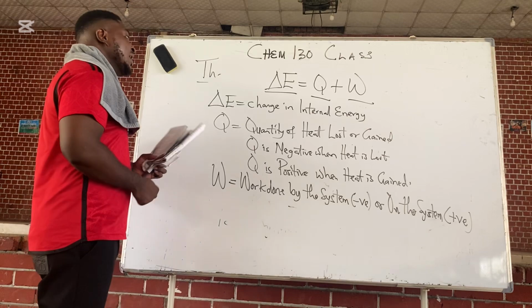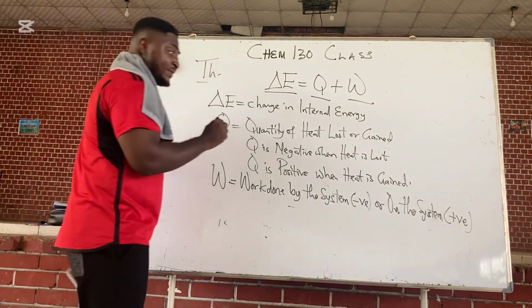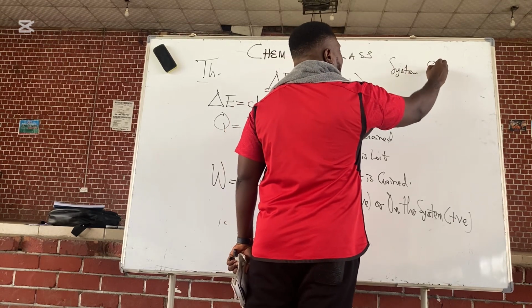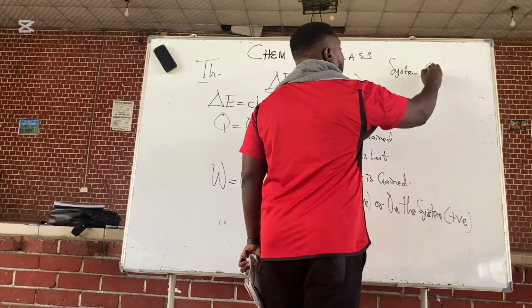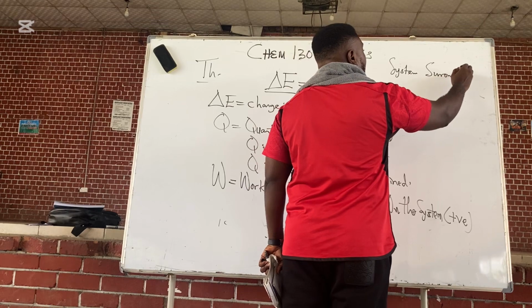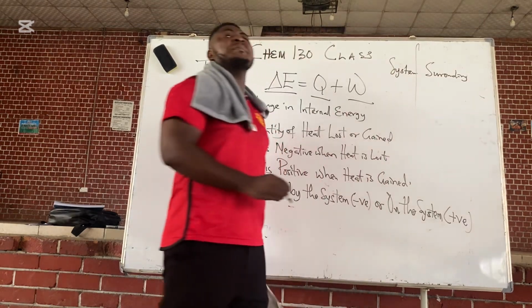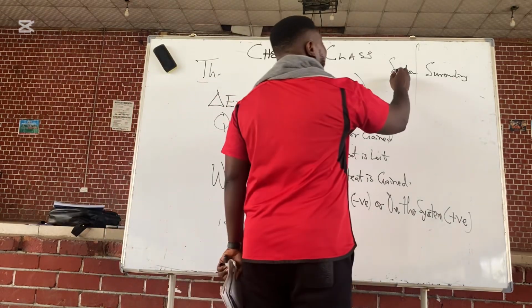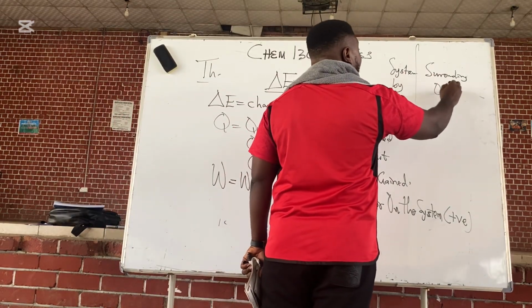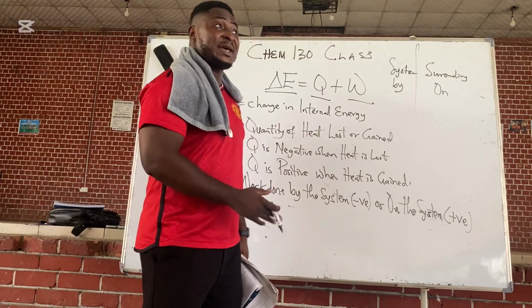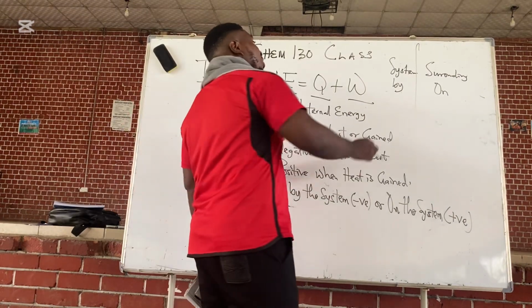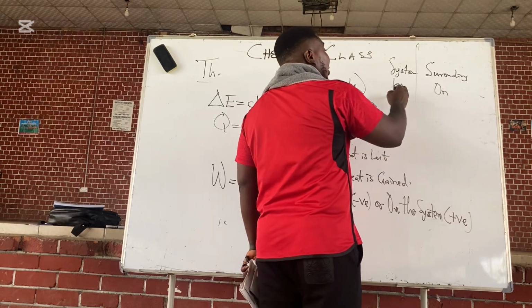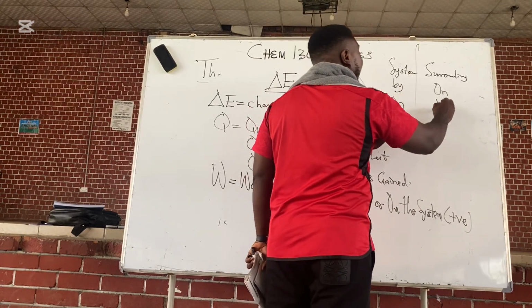Class, let me tell you something. In the universe, we have system and surrounding, right? What usually happens in thermodynamics is energy exchange between the system and the surrounding. If work is done by the system, it means the work is done on the surrounding. There are only two components of the universe, system and surrounding. So if work is done by the system, who is it doing the work on? On the surrounding. And if work is done on the system, then work is done by the surrounding.